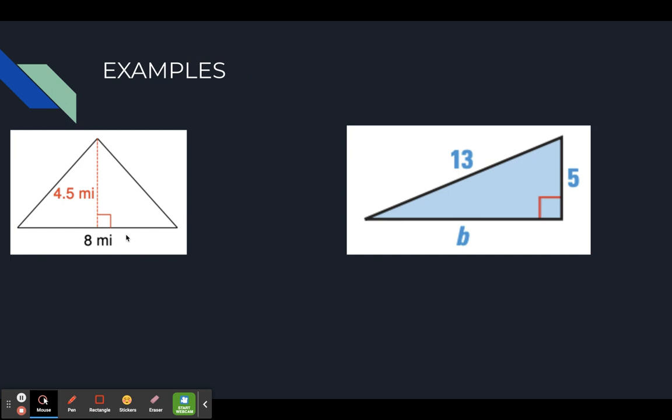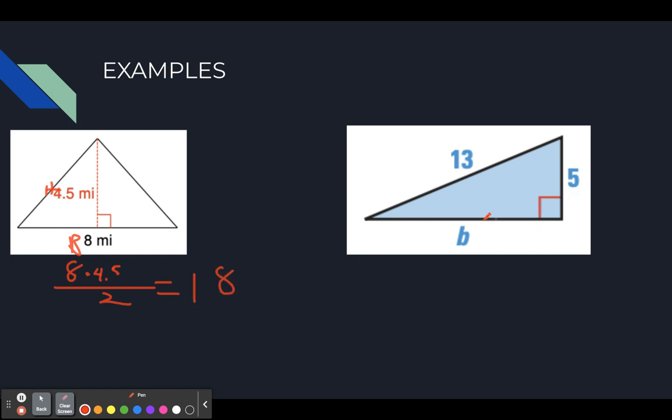Okay, so some examples here. We just do 8 times 4.5 divided by 2. That's your base, that's your height. So 8 times 4.5 gives us 36. We divide that by 2, and that gives us 18.